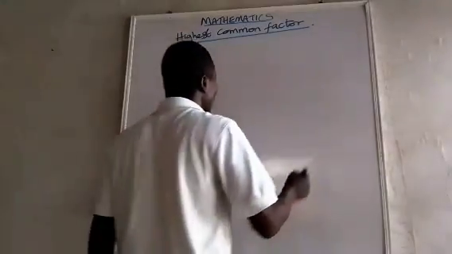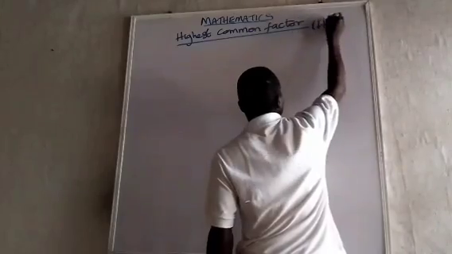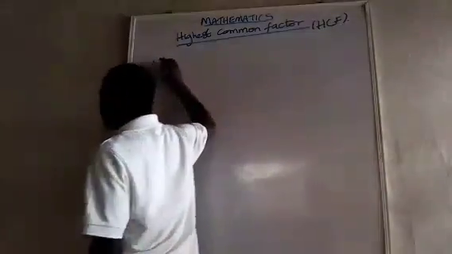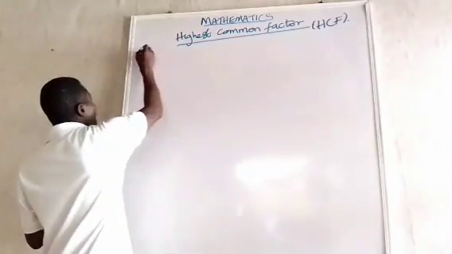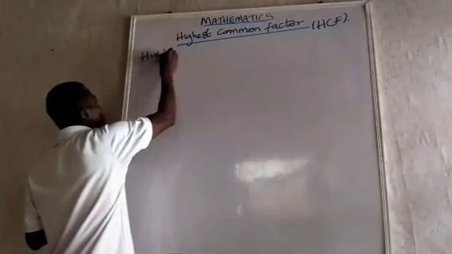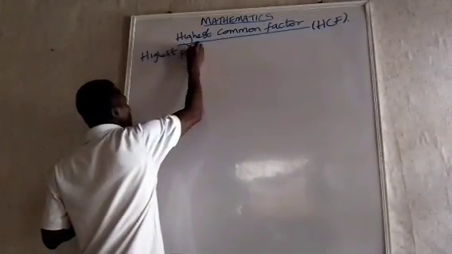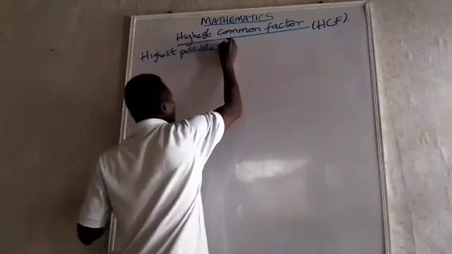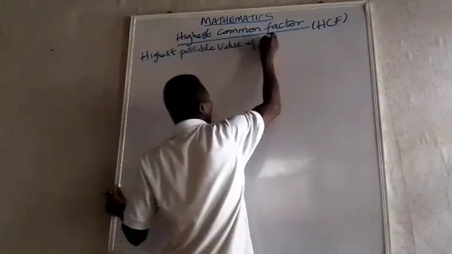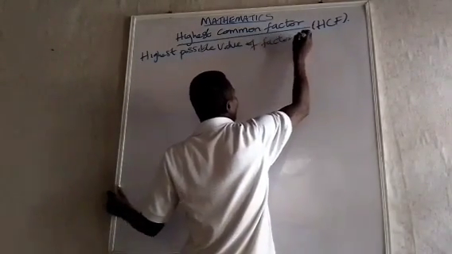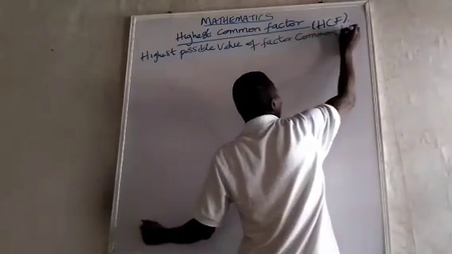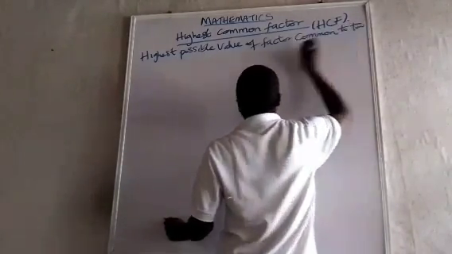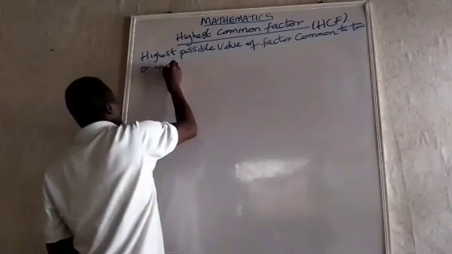Now let's talk about highest common factor. This is the highest factor common to 2 or more integers. Highest possible value of factor common to 2 or more integers.